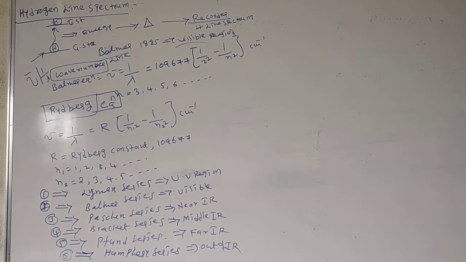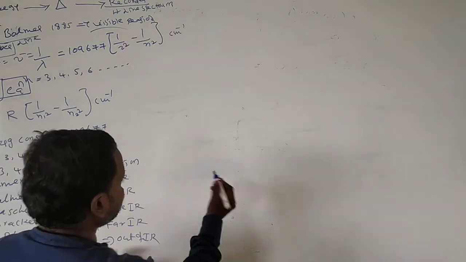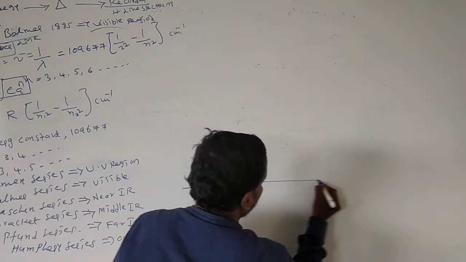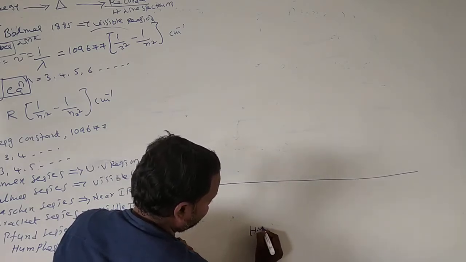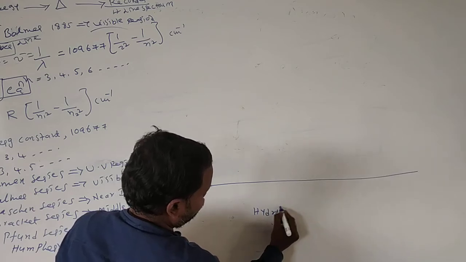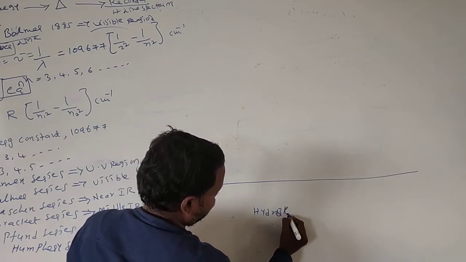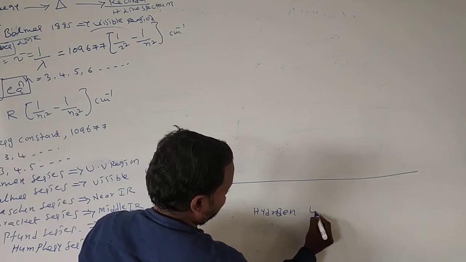When these series of lines are formed, we'll see here. I am drawing the hydrogen line spectrum.